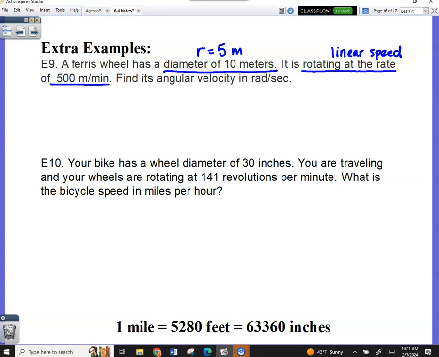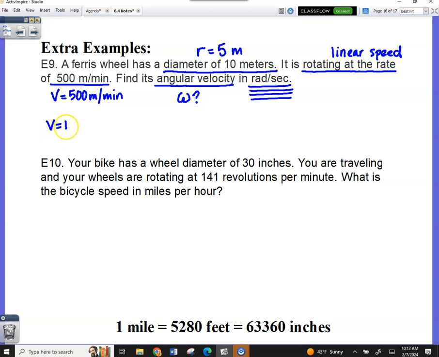What variable are we using for linear speed? V for velocity, right? Then it says to find the angular velocity. So velocity, speed. Find the angular velocity. That's what variable? Omega. So I don't know omega. And then they are actually telling me where they want the answer, what unit of measurement. So we have to keep that in mind. All right. Let's go to what we said we are using.